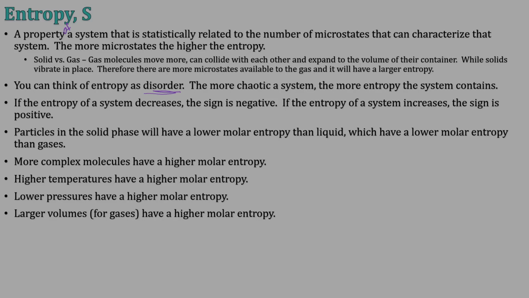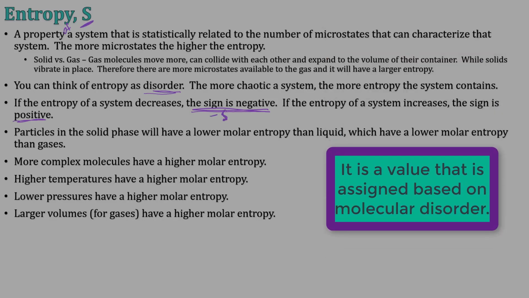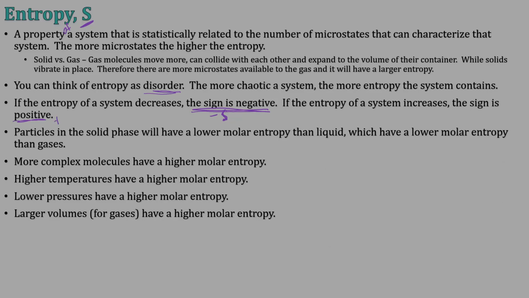And if the entropy of the system decreases, the sign is negative. And if the entropy of the system increases, the sign is going to be positive for that. And the letter that we use to represent entropy is S. So this would be a negative delta S, and this would be a positive delta S.